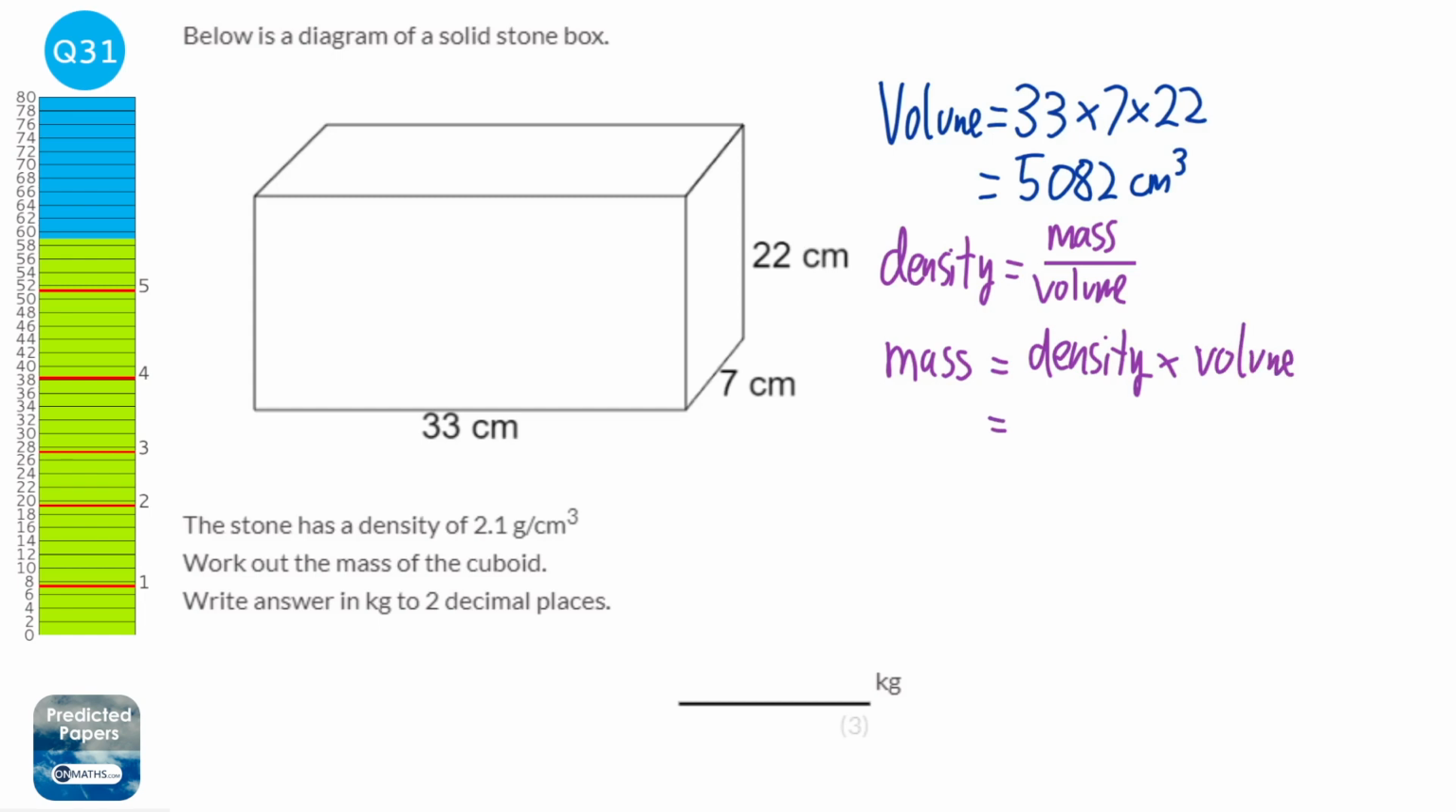Density is given to us in the question as 2.1 grams per centimeters cubed. Times that by the 5,082 for the volume, and we get the answer of 10,672.